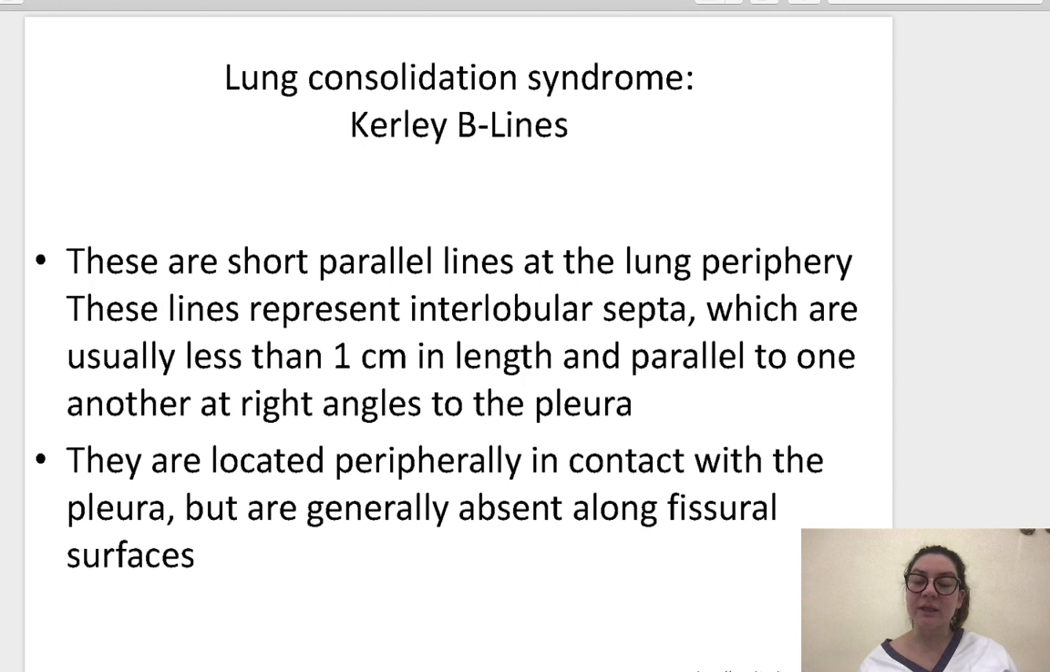What are curly B lines? One more time. There are short parallel lines at the lung periphery. These lines represent interlobular septa, which are usually less than 1 cm in length and parallel to one another at right angles to the pleura. They are located peripherally in contact with pleura, but are generally absent along fissural surfaces.